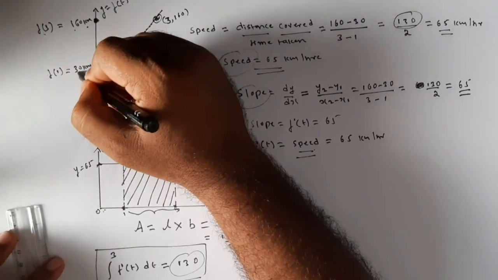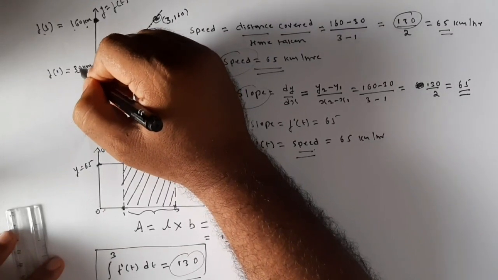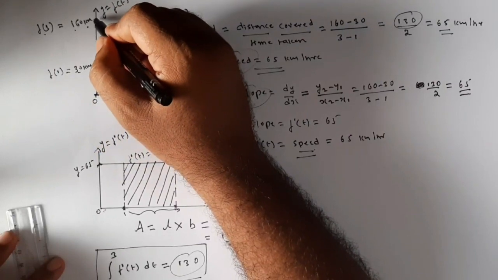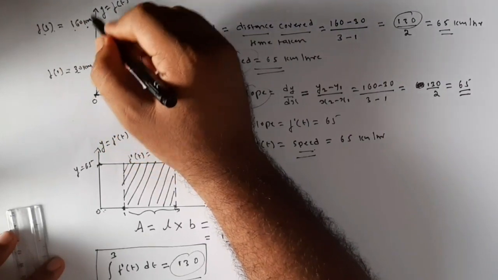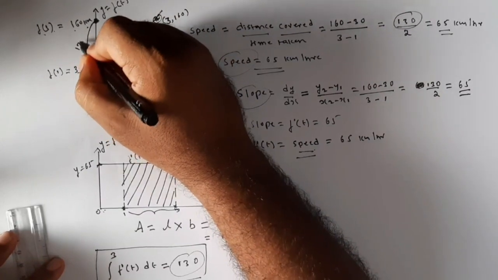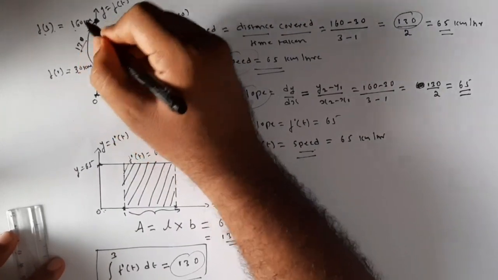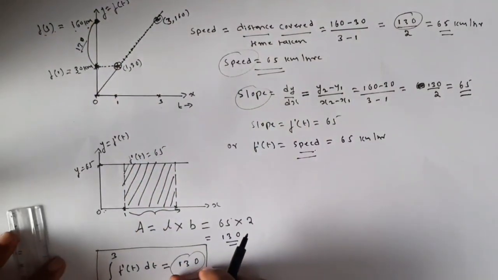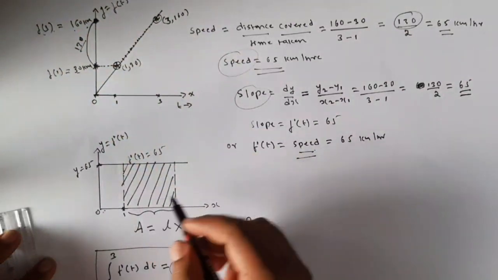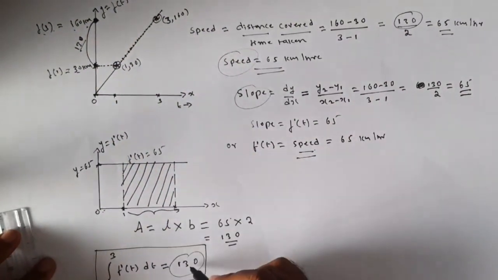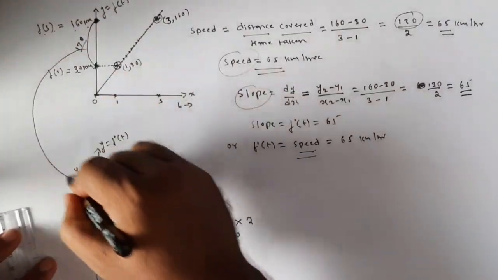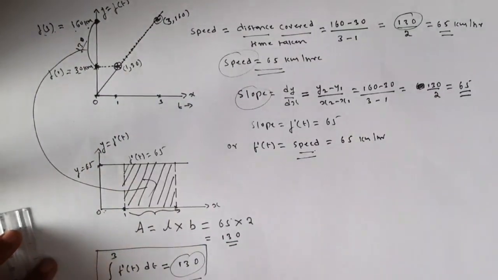If you take this initial position as 30 km, that is f of 1 value. If you subtract f of 3 minus f of 1, what will we get? 160 minus 30. Total distance covered from here to here is 130. So here also we are getting the same answer. After integration, area under the curve is 130. So here distance covered is equal to area under the speed curve, both are the same.